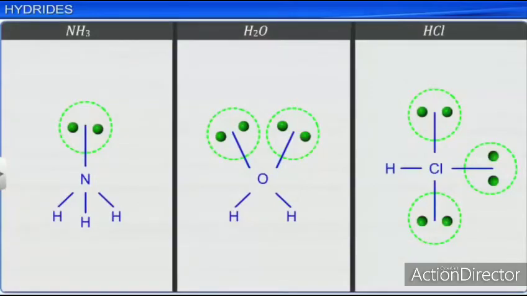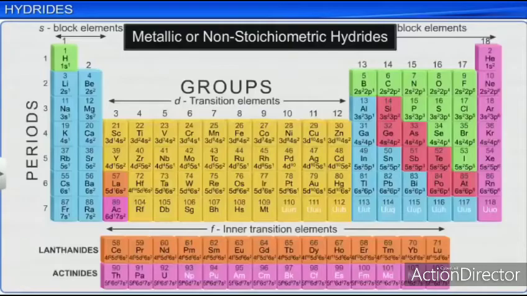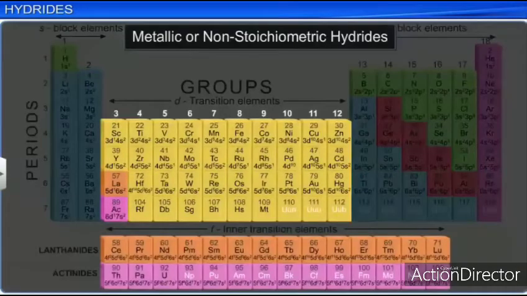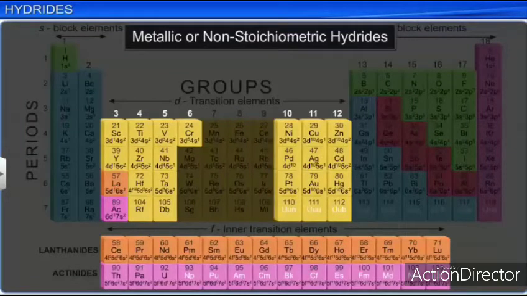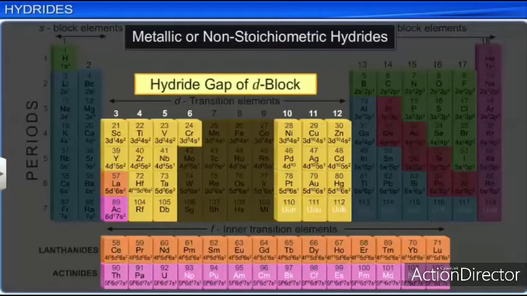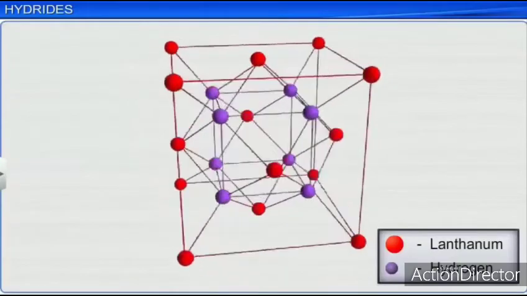The third type of hydrides are metallic hydrides. They are binary compounds of hydrogen with D and F block elements. However, except for chromium from group 6, the metals of group 6, 7, 8, and 9 do not form hydrides. The inability of these metals to form hydrides is called the hydride gap of D block. Metallic hydrides are deficient in hydrogen and are almost always non-stoichiometric.